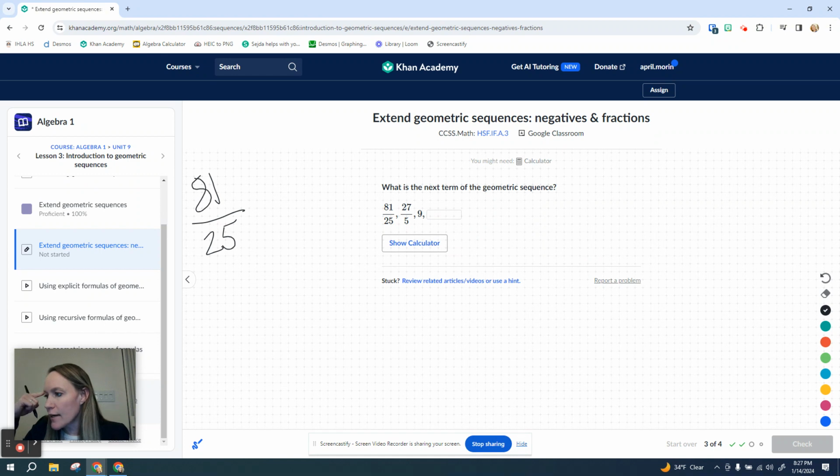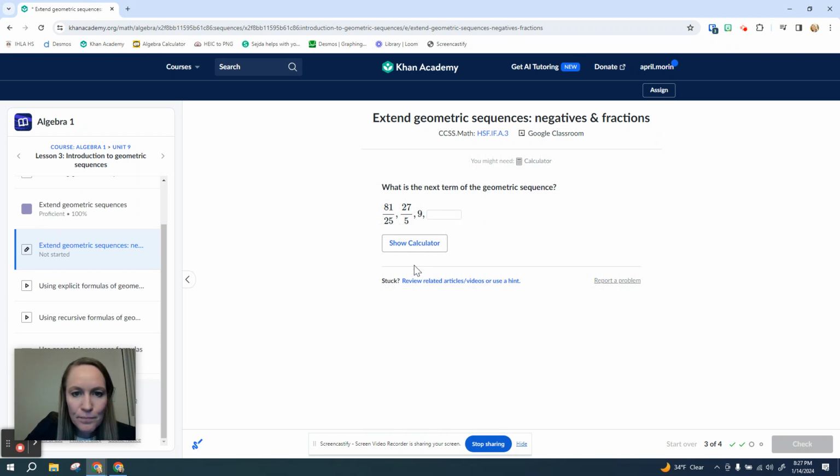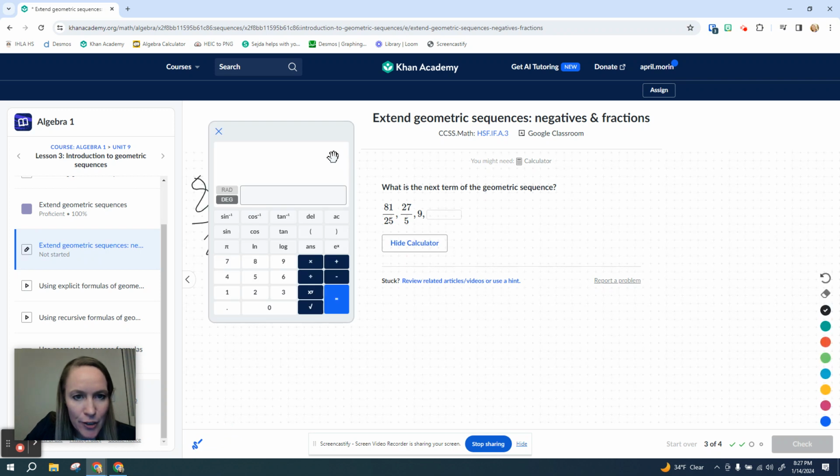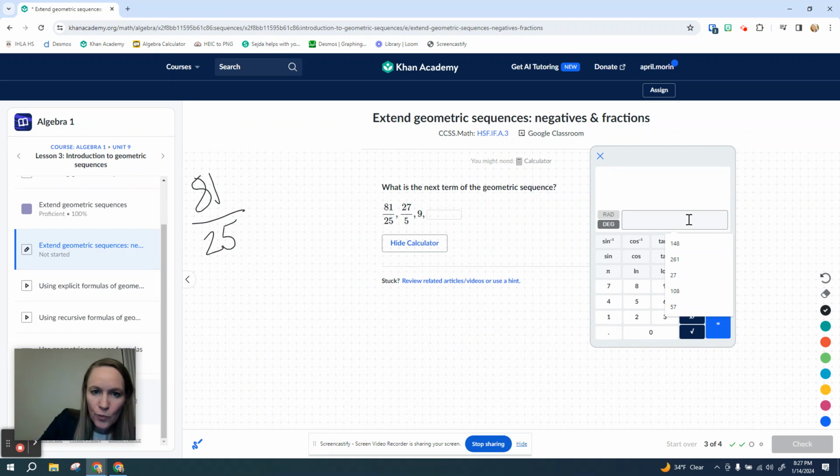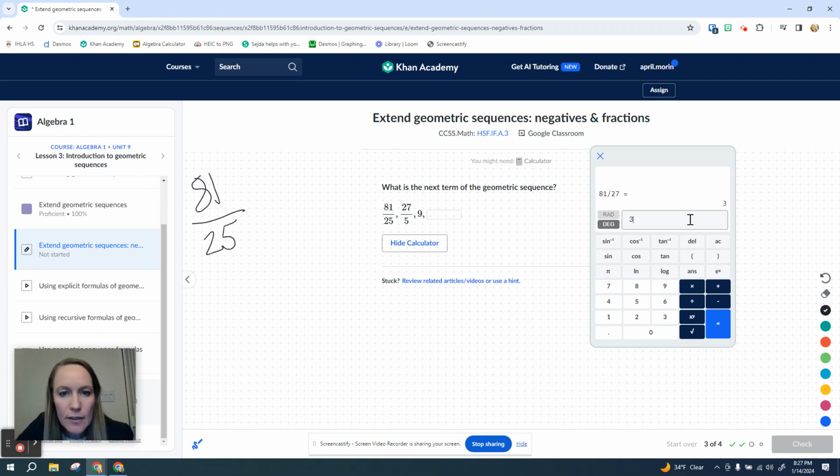I could divide it by, again, we can always use the calculator. So 81 divided by 27, to see what we can see. That's 3. Okay, so if I take 81 and divide that by 3, then that equals 27. That's really helpful. I'm going to write that down. Divided by 3.